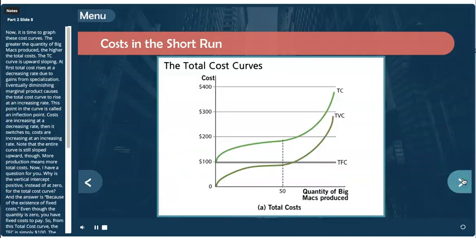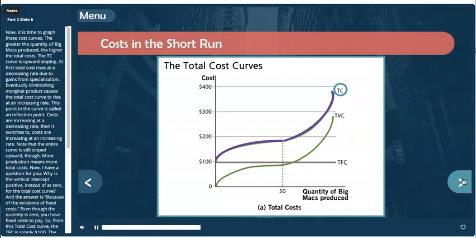Now it's time to graph these cost curves. The greater the quantity of Big Macs produced, the higher the total costs. The total cost curve is upward sloping. So at first, total cost rises at a decreasing rate due to gains from specialization. Eventually, diminishing marginal product causes the total cost curve to rise at an increasing rate.